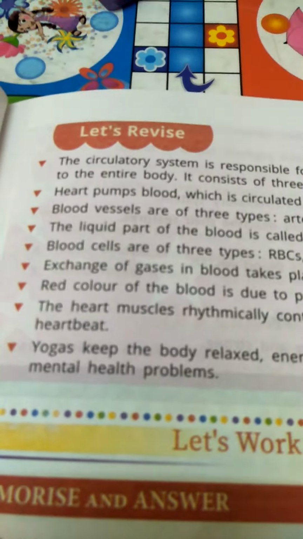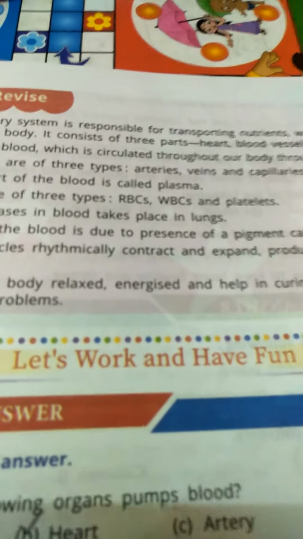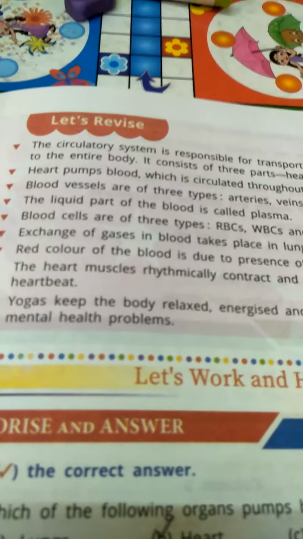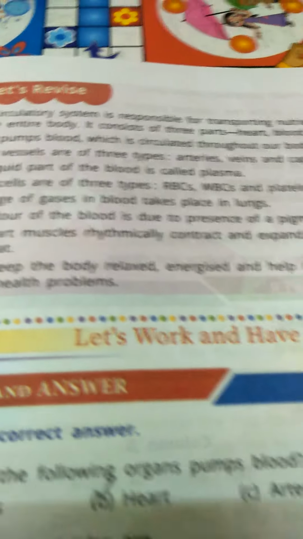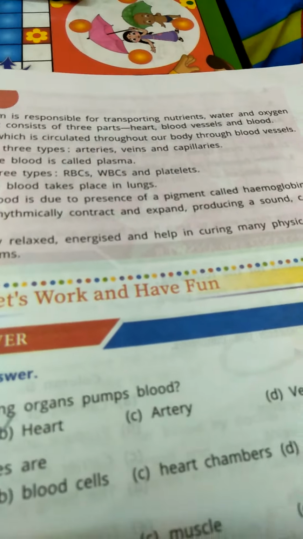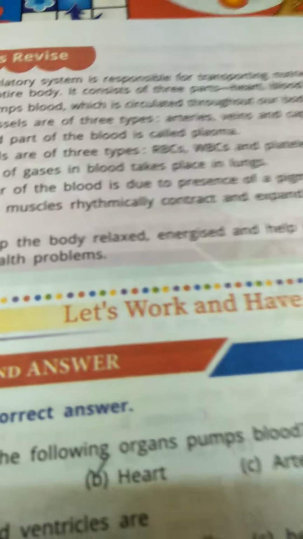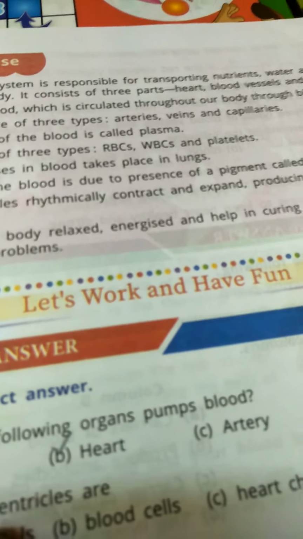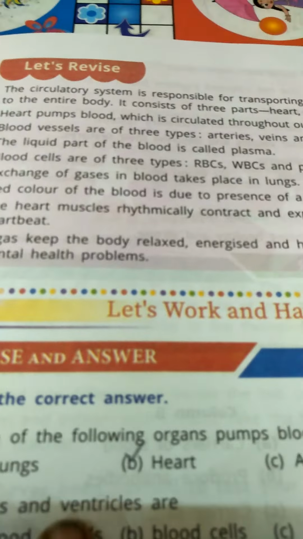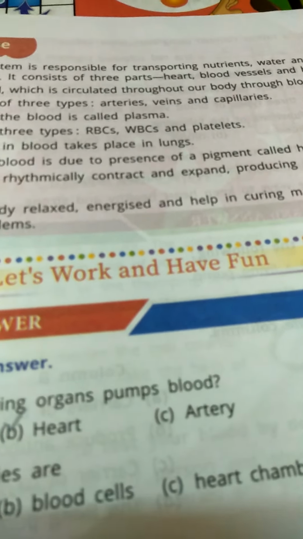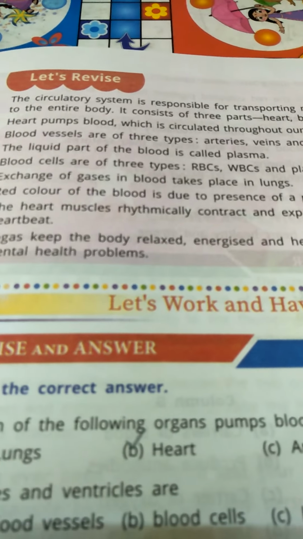Now let us revise. The circulatory system is responsible for transporting nutrients, water, and gases to the entire body. It consists of three parts: heart, blood vessels, and blood. Now this is a quick revision. Heart pumps blood, which is circulated throughout our body through blood vessels. Blood vessels are of three types: arteries, veins, and capillaries. The liquid part of the blood is called plasma.